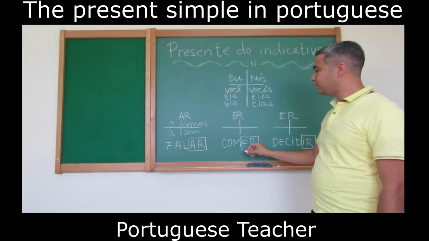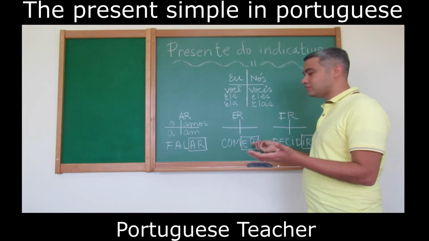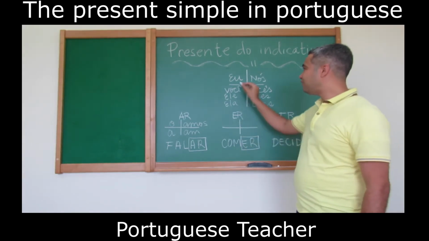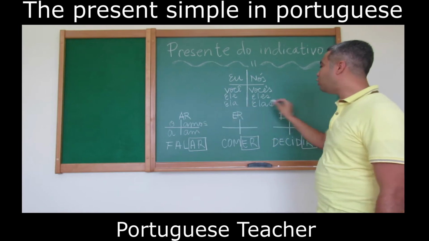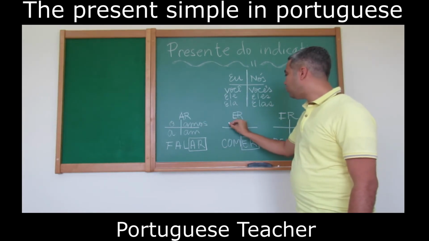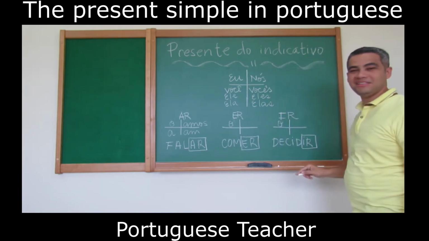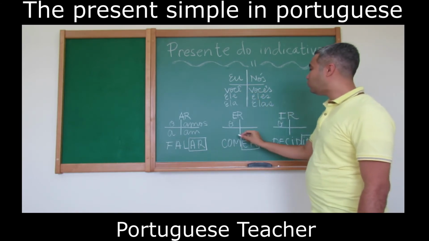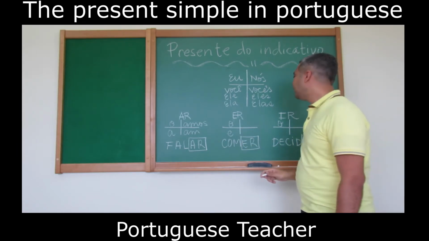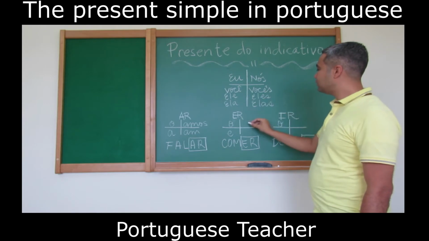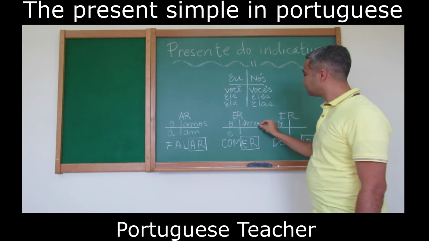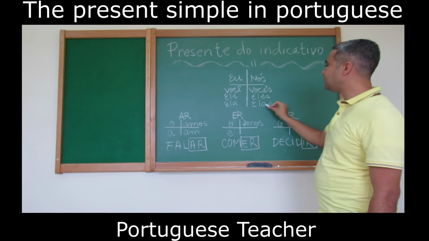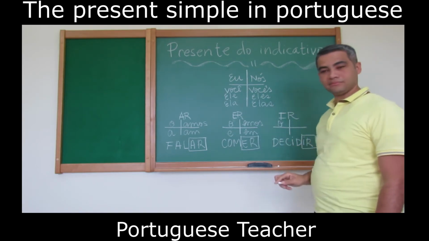Okay? And for comer, which is second conjugation, ending ER, it changes just a little bit. The first ending, the ending for the first person is equal in all three conjugations. So, como, and here, decido as well. So this one is the easiest, okay? So for comer, we have você, ele, ela, come. Very easy, right? And then, nós, we, comemos. It's quite similar to the AR conjugation. And for vocês, eles, elas, comem. Okay?